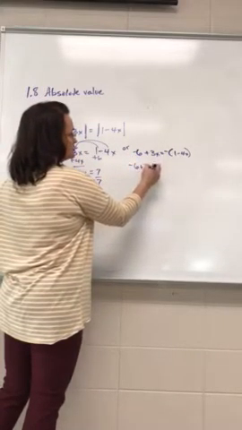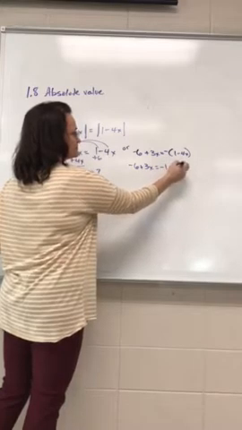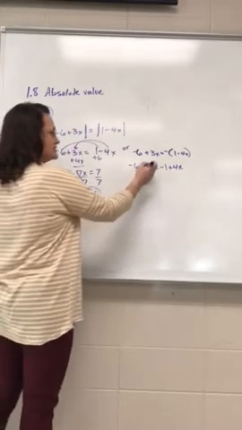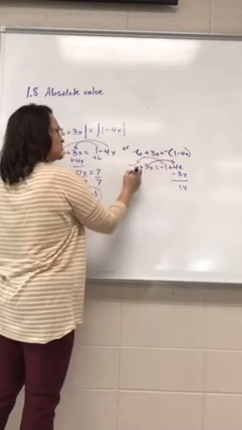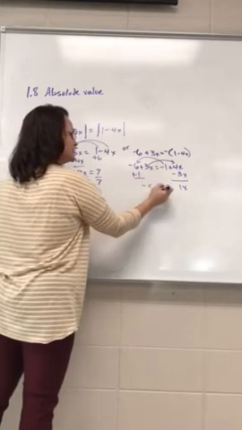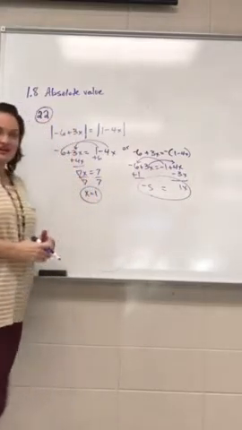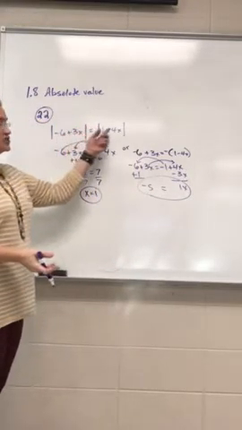So we would distribute the negative sign, bring our x's together, bring our constants to the other side, and solving that, I get if x is -5, these two are opposite.